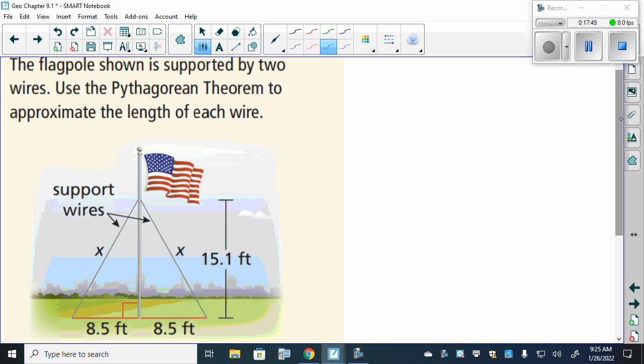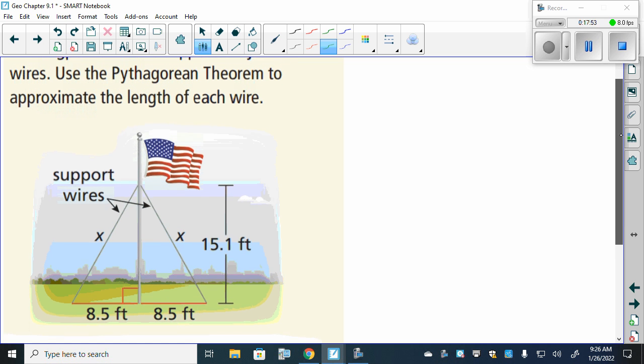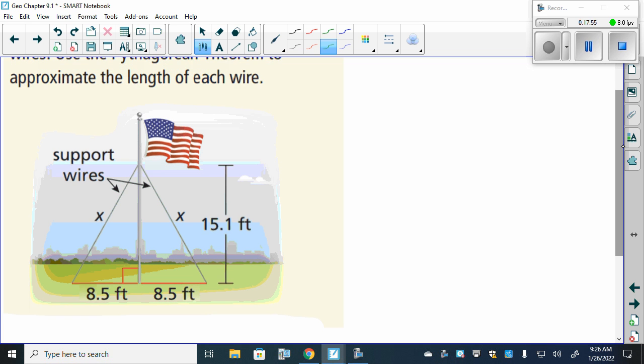The flagpole shown is supported by 2 wires. Use the Pythagorean theorem to approximate the length of each wire. Well, if we're looking at this here, this length, and this is x. Well, wait a minute. These 2 lengths are going to be the same. They're going to be the same. So, all I need to find is one of them.